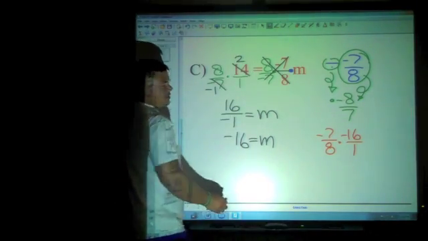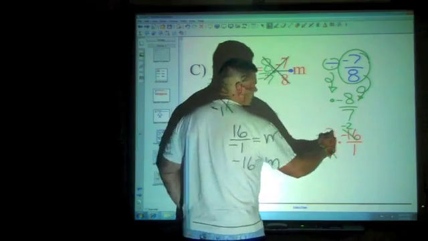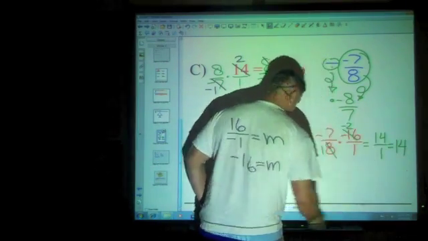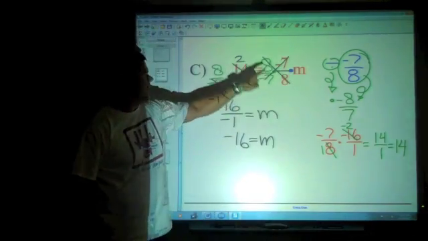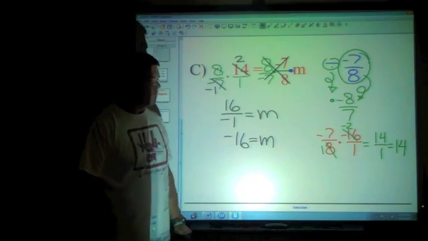We're hoping this makes positive 14, which 8 goes into itself once, into this negative twice. Negative 7 times negative 2 is 14 over 1, which is 14. So I know that answer works when I stick it back in for m. My final answer is negative 16.